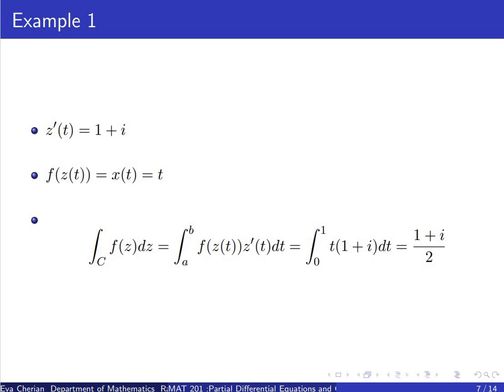Finally, we can integrate. Integral over C f of z dz is integral over a to b f of z of t, z dash of t dt. Substitute for all the terms. This is integral 0 to 1 t times 1 plus i dt. Integrating as usual, the value of this integral is 1 plus i divided by 2.